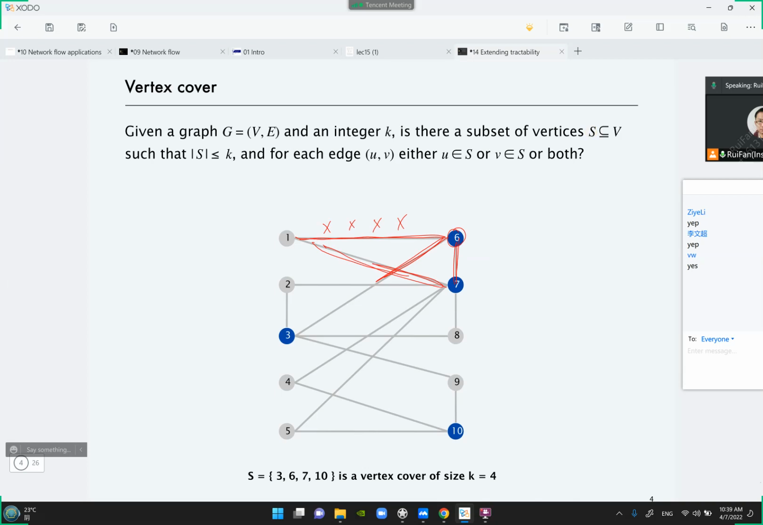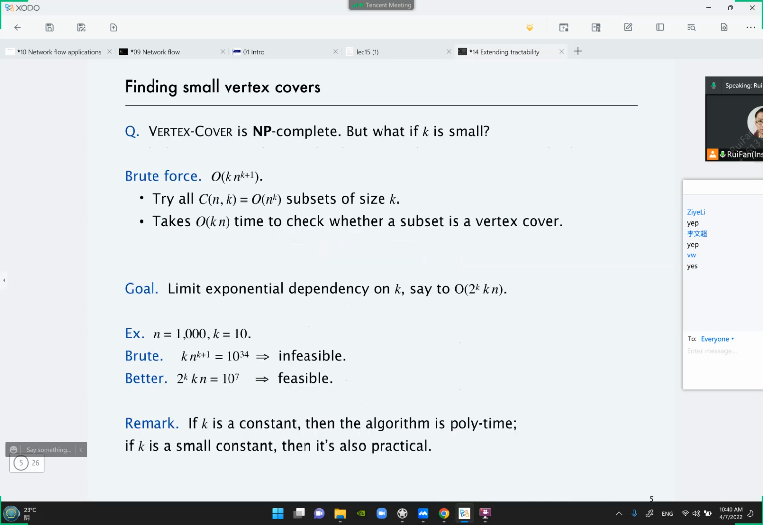All right, and of course, we want to hire as few security guards as possible, and so therefore we want to have a minimum vertex cover. Okay, so that's one type of situation where you might want a vertex cover. This is actually a pretty widely used problem, and also it's NP complete.